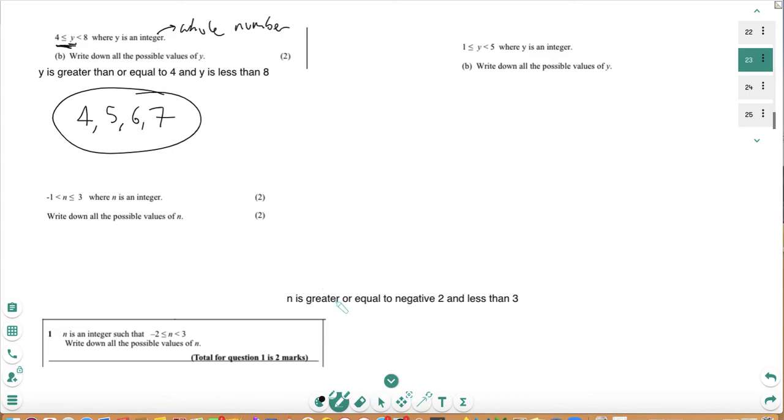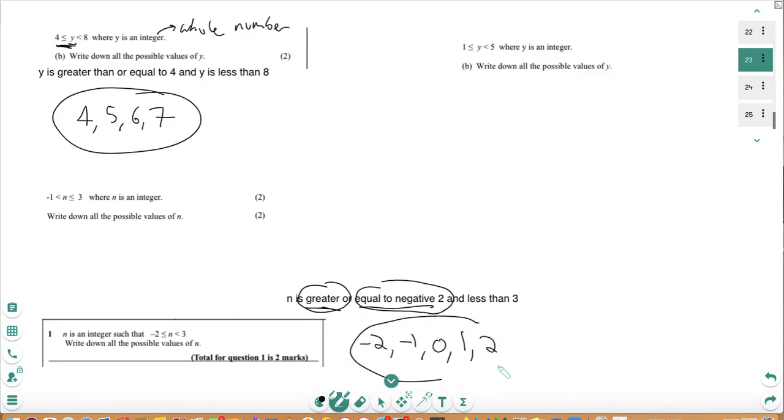So we know n is greater than or equal to -2. So n can be -2, and it can be greater than -2. So -1, 0, 1, 2. It has to be less than 3. Okay, so that's our answer over here.